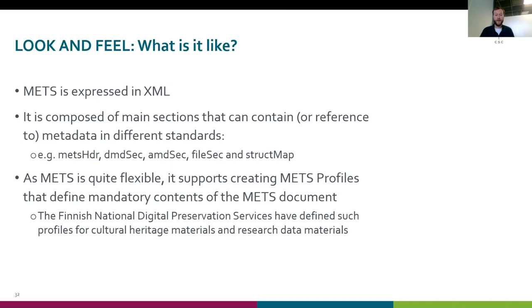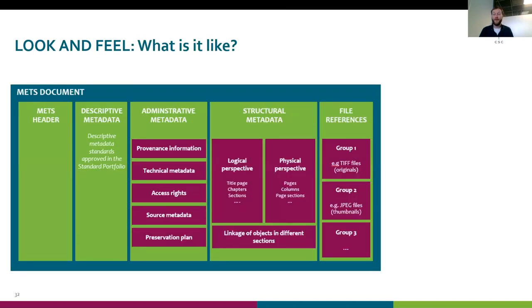And in the Finnish National Digital Preservation Services, we have defined two such profiles, one for cultural heritage material and another one, a very similar one for research data. And this is basically what the METS document looks like. All the sections that are included, and you can see it contains the header, descriptive metadata, then a large section called administrative metadata section that in itself includes provenance information, that is information about the history of the digital objects and the assets described. Technical metadata section, access rights, source metadata, and also a preservation plan can be included in the METS document.